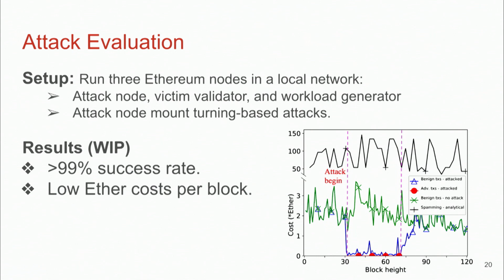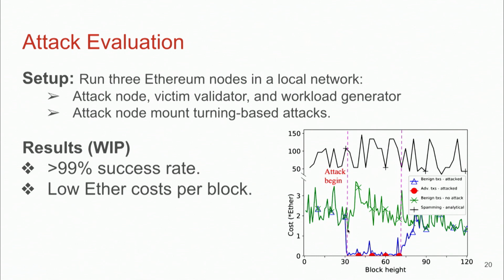We also validated this attack by running it against real Ethereum clients. We run 3 nodes in a local network: an attack node sending adversarial transactions, a victim validator node reading transactions from its own memory pool and validating the next block, and a workload node that generates benign transactions. From this figure, the x-axis is the timeline, and the y-axis is the cost of different transactions.